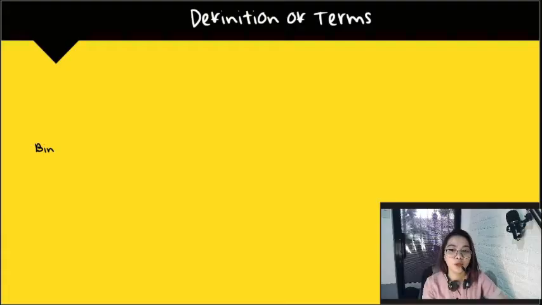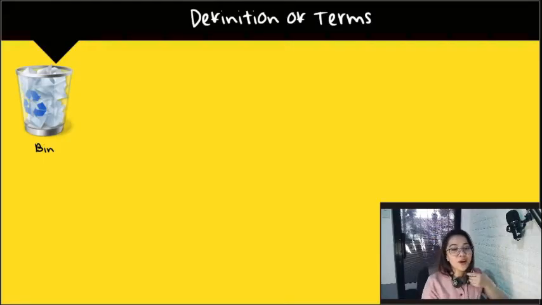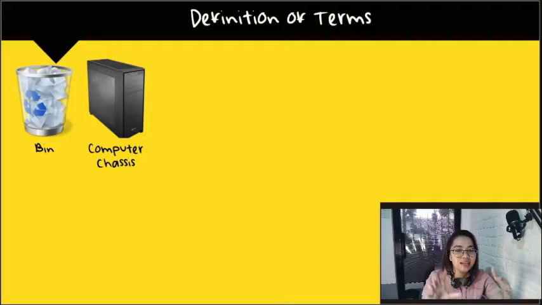But in computer, we have this recycle bin where our data and documents that we wanted to get rid of go. Next is the computer chassis. This is the enclosure that contains most of the components of the computer. It serves as the skull of the computer since the CPU is the brain of the computer.